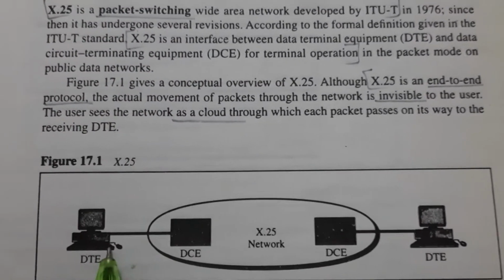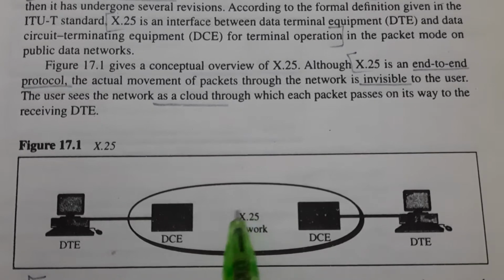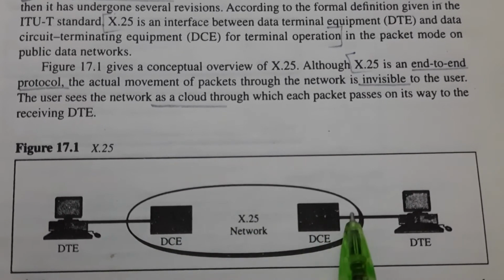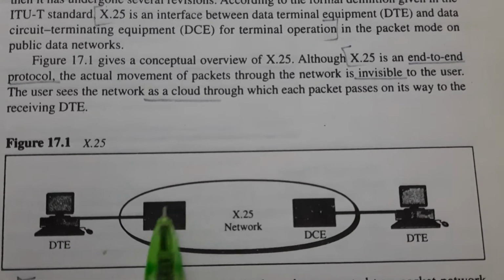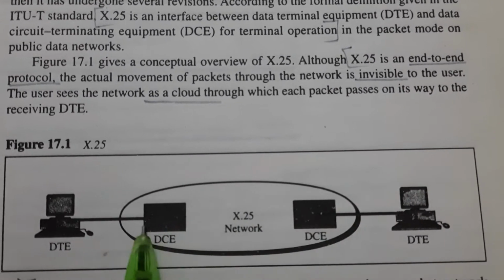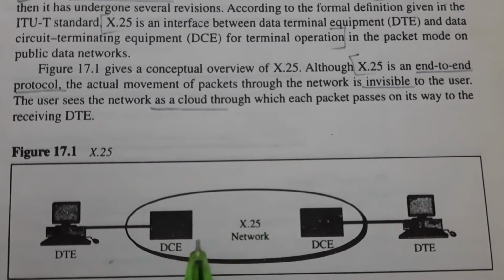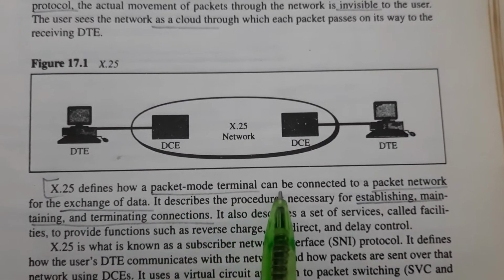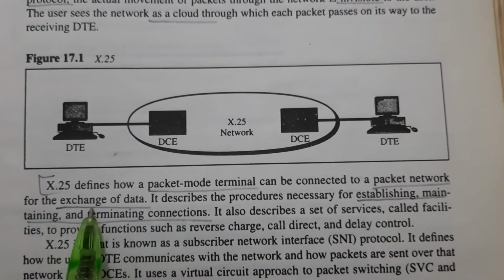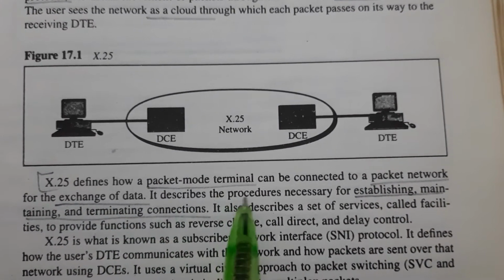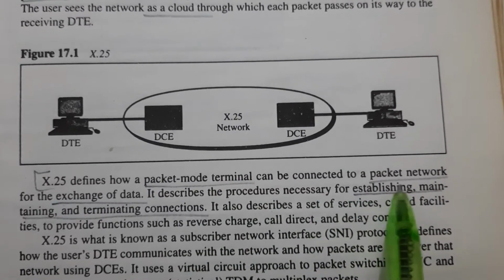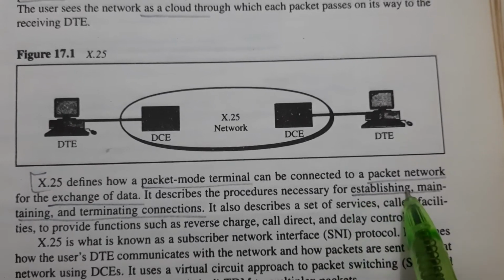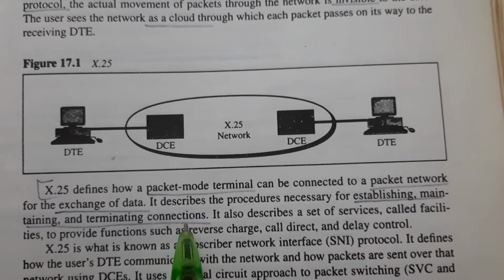So this is the function of the X.25 network. It connects networks. It makes a virtual connection between two networks. And X.25 defines how a packet mode terminal can be connected to a packet network for exchange of data. It describes the procedures necessary for establishing, maintaining and terminating the connection. So these are the functions: establishing, maintaining and terminating the connection.